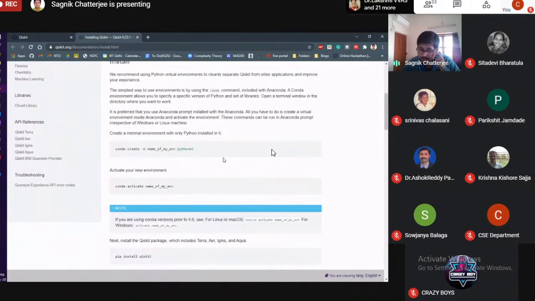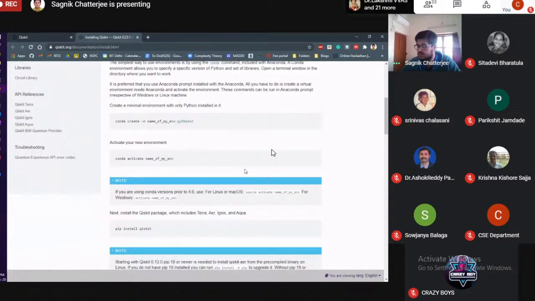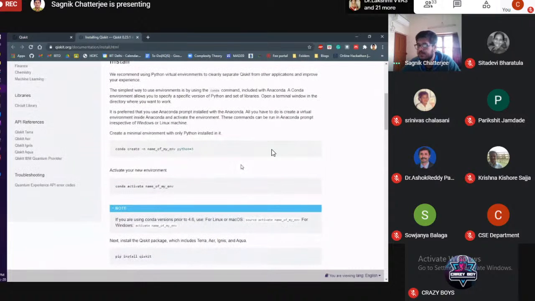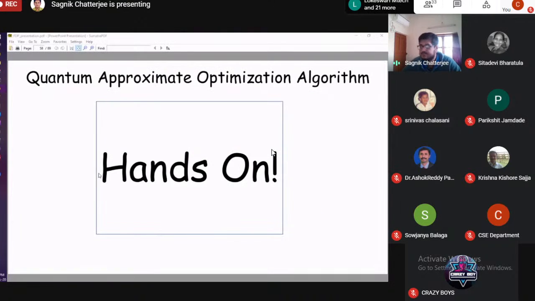In fact, I would recommend Windows for a lot of reasons when you're working with quantum computing. But anyway, you just install Anaconda, which is a package manager for Python, and then you install Qiskit in the package manager, and you are good to go. It's just 2 steps. Okay, so let's start.